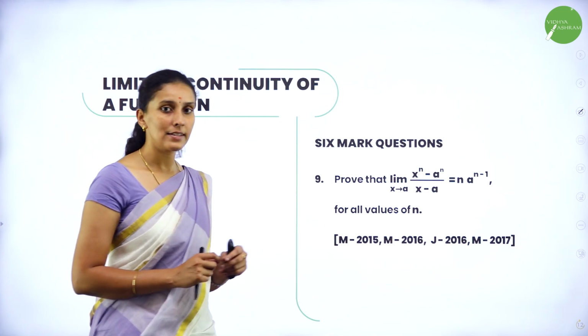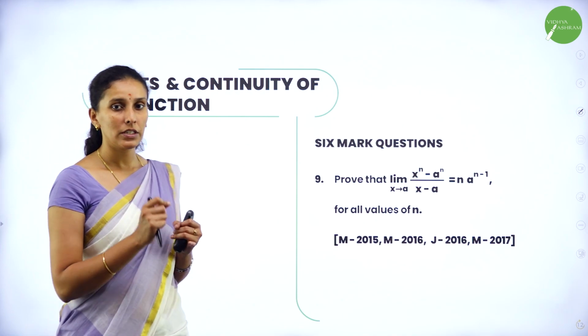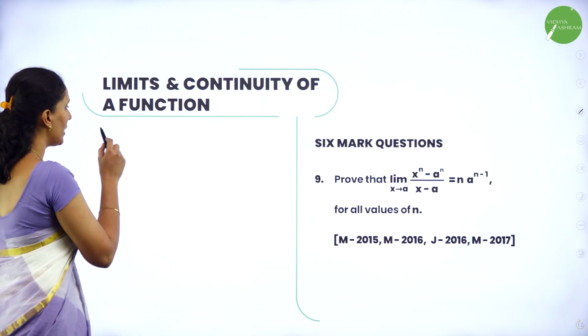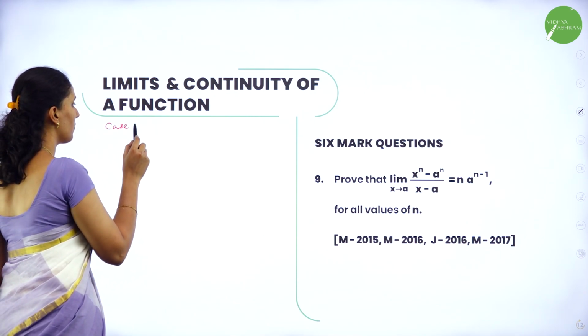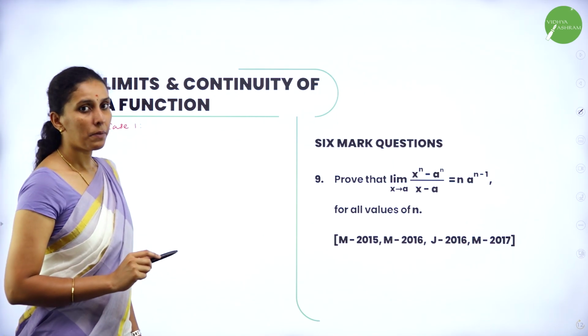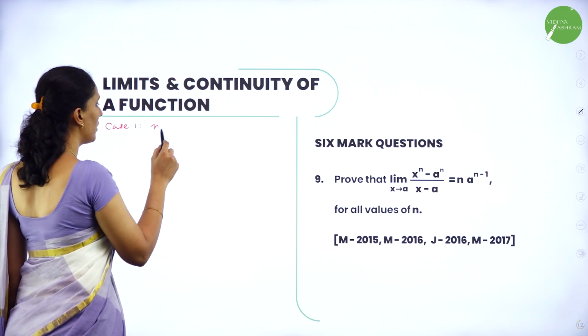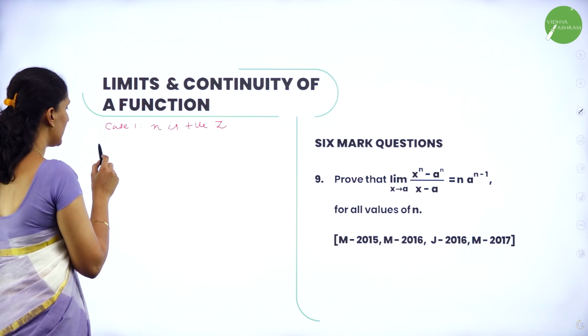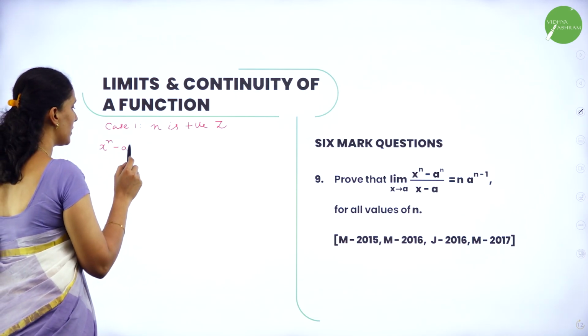We have 3 cases here, taking n as positive, n as negative and n as rational. Now let me consider case 1, taking n as a positive integer. So n is a positive integer. So now let me consider here x to the power n minus a to the power n.